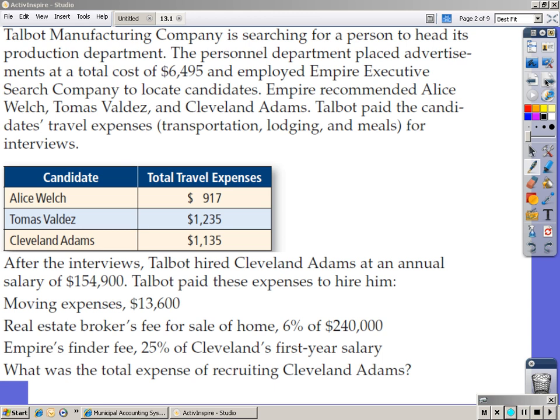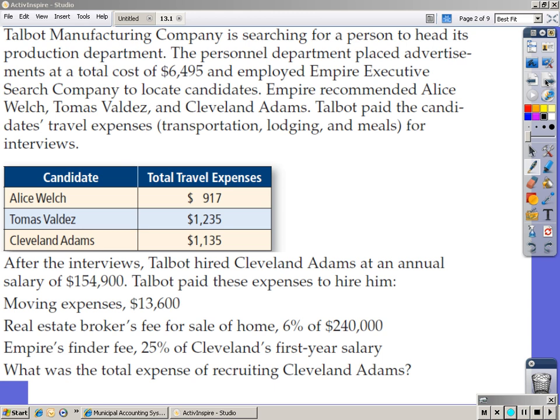Now, this is not that tough. It's a lot of words, a lot of numbers. The thing you got to remember is even though they hired Cleveland, they still have to pay the expenses that they put out for Alice and Thomas. Okay? So let's go ahead, let's start making a list, and let's add everything up. My suggestion is start at the top of the page and work your way down.